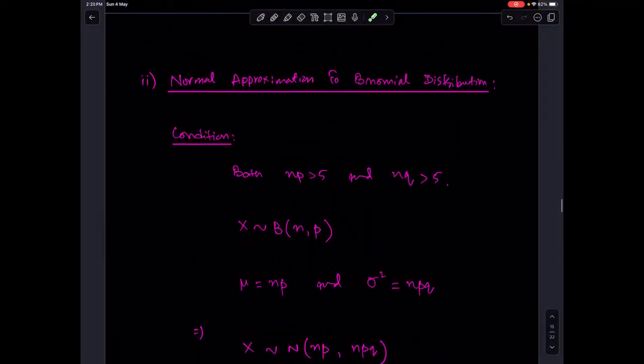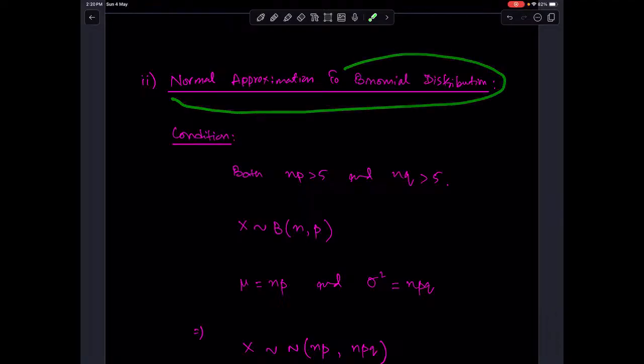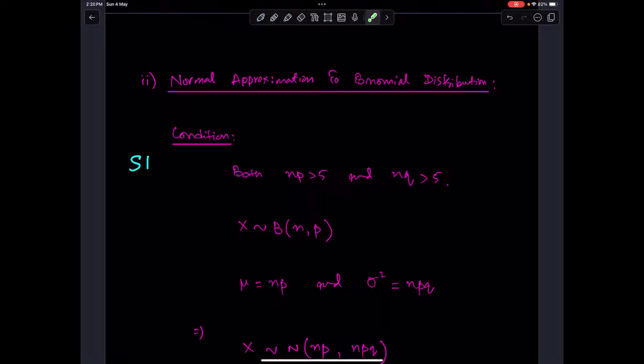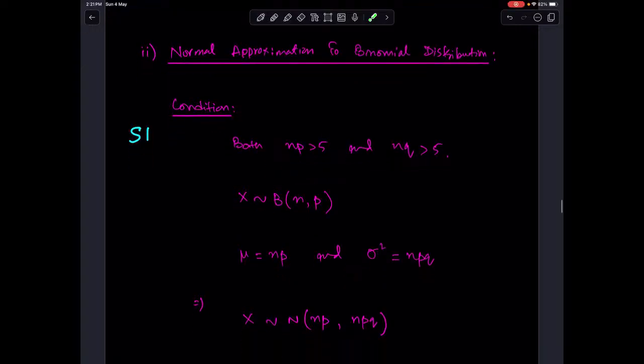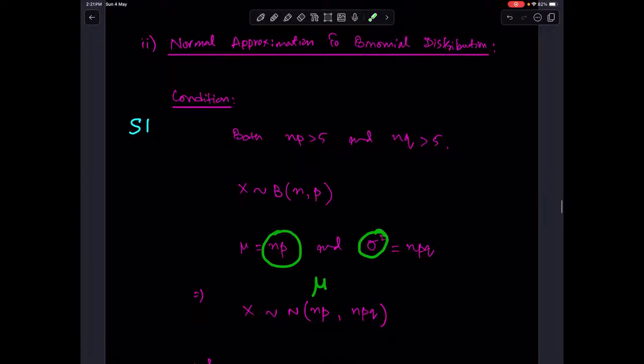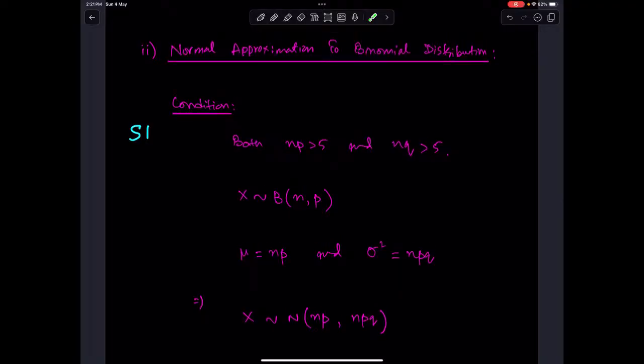This is the second type of question, normal approximation to binomial distribution. You have done this in S1. So remember, this is the condition for the approximation: both NP and NQ are greater than 5. And you all know how to use normal approximation. You replace mu of normal by NP and sigma square by NPQ. And one very important thing, we do continuity correction as well. And remember, we are working in population.